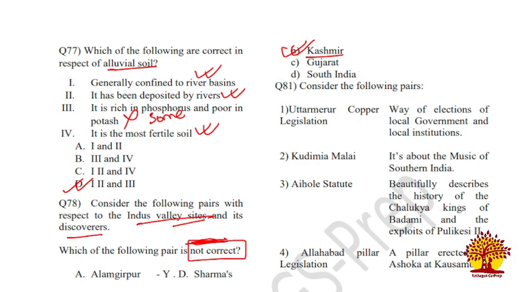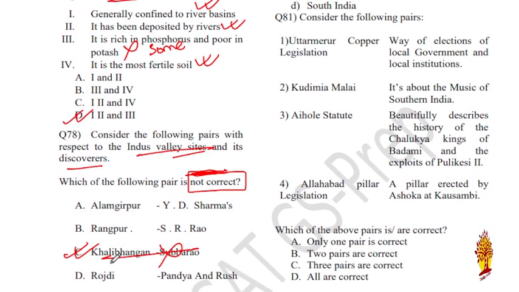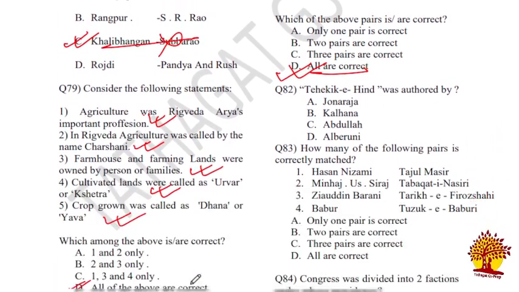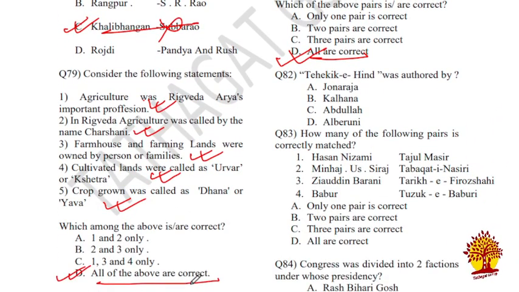Uttaramerur inscription and following pairs mentioned. Uttaramerur inscription mentions about the way of election of local government and local institution during Chola period. Kudimiya Milai, Ayoli statue, Allahabad pillar inscription. Here, if you consider those pairs, how many of the above pairs are correct? Here, all the pairs are correct. Option D is the right answer. Next, 82nd question.